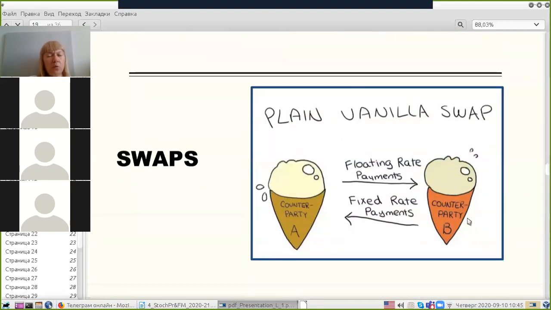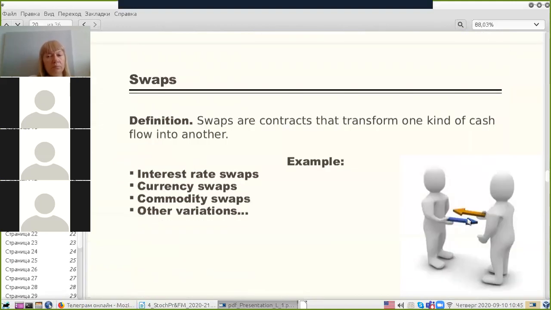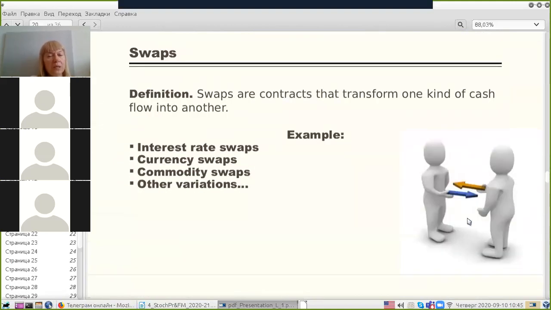Swaps. Maybe we missed a few words. Swaps are contracts that transform one kind of cash flow into another. And if you want, you can read about this in the book on options, forwards, and other derivatives. I downloaded this book today.